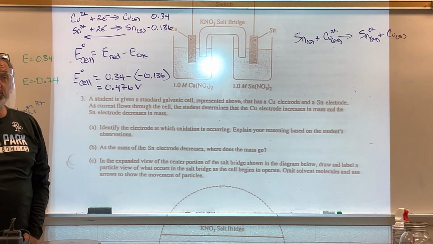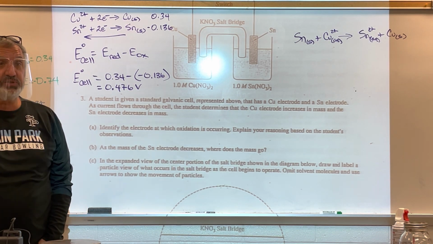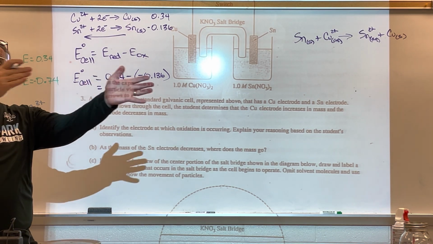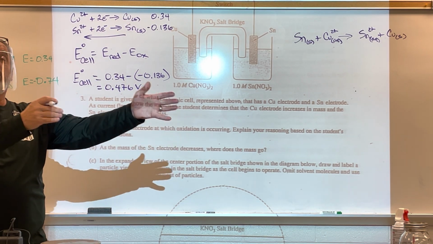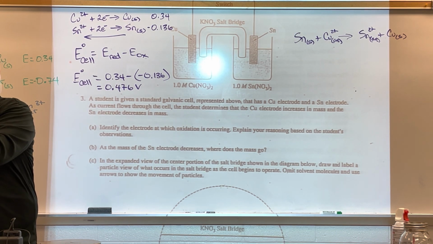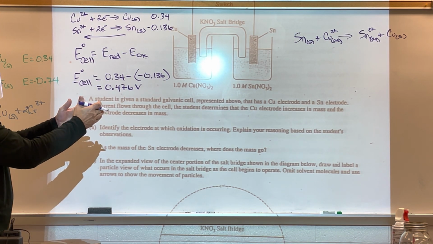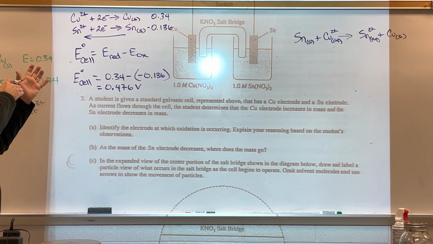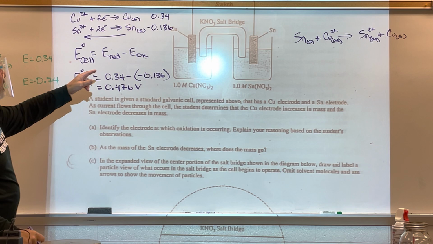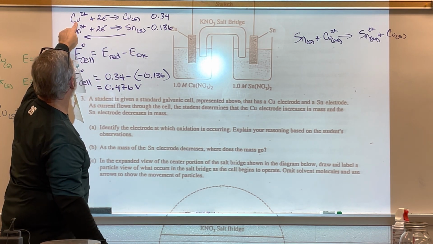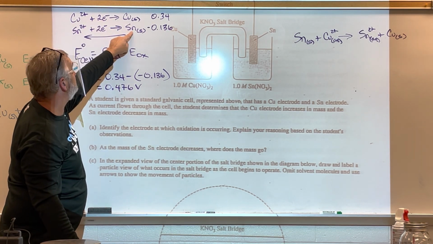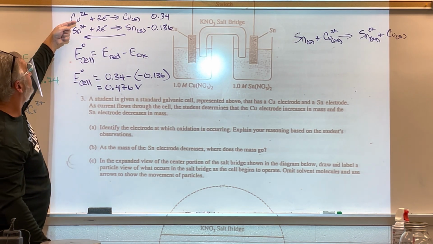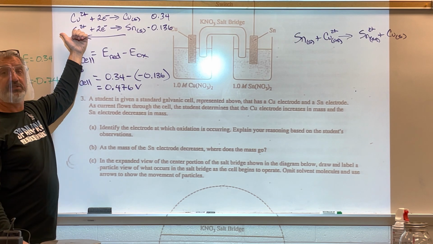Everything on the chart is written as reduction potentials, but one of them is going to be oxidized, so it's going to go the opposite direction. Whatever one is being oxidized, that half reaction is going the other way. Copper is being reduced, so it's gaining the electrons, but tin is being oxidized, so it's losing the electrons. So the copper reaction is going this way, but the tin reaction is going that way.